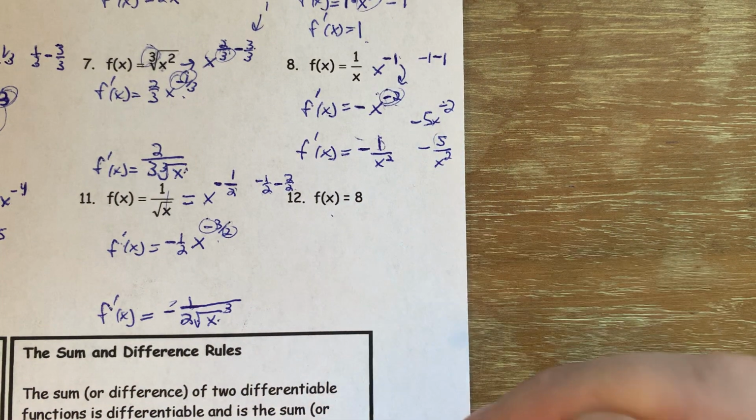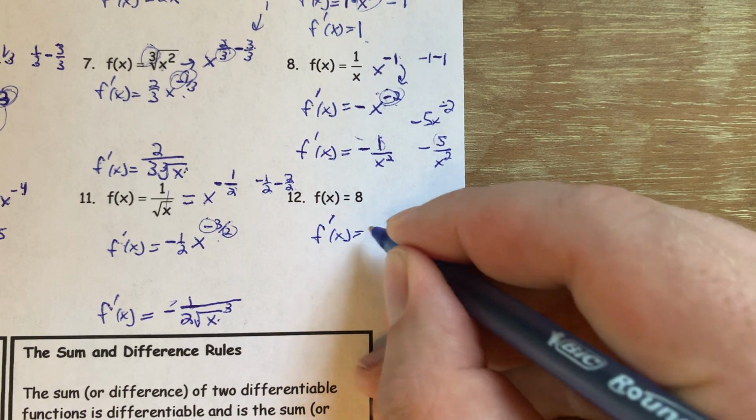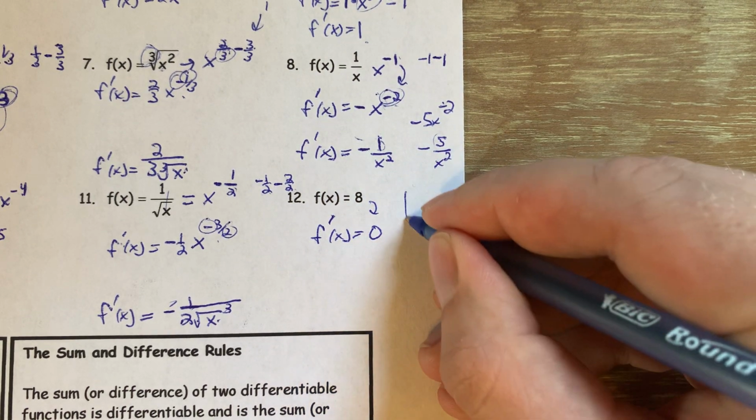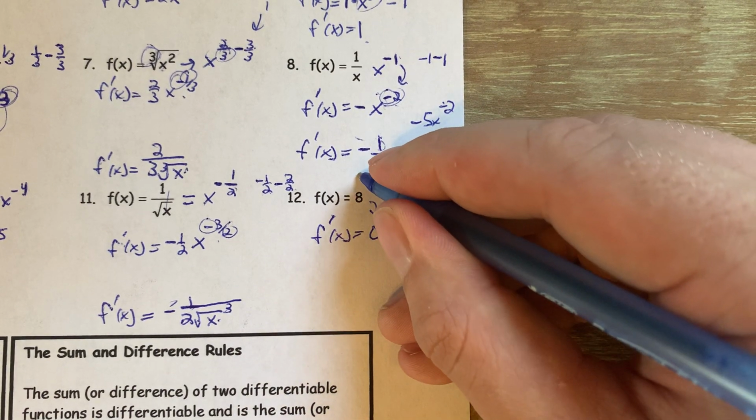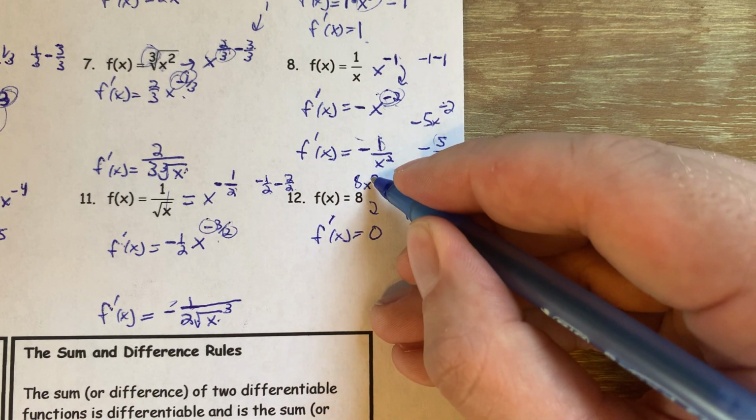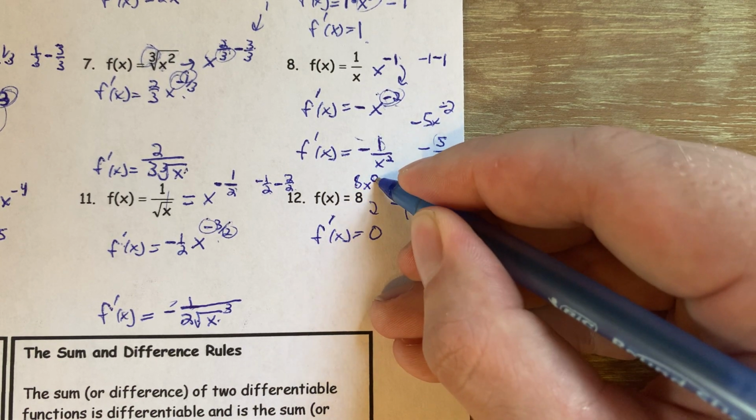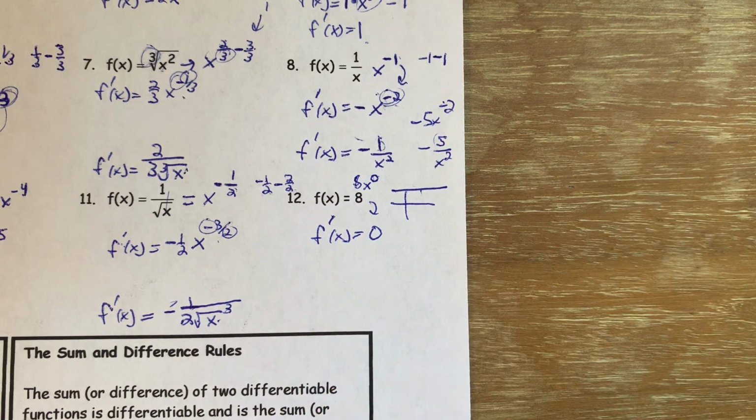Lastly, f of x equals 8. And hopefully we remember that f prime of x equals 0 for any constant function. Remember, this is just y equals 8. The slope is always 0. If you wanted to do the power rule, you would need to think of this as x to the 0 power. And so 8 is getting multiplied by 0, and 0 times anything is 0, which is where it comes from.